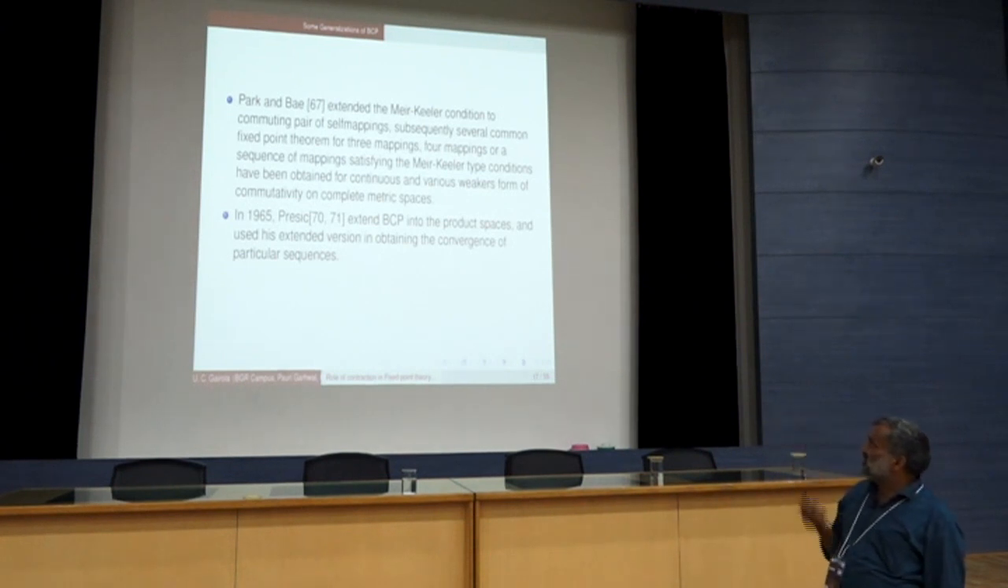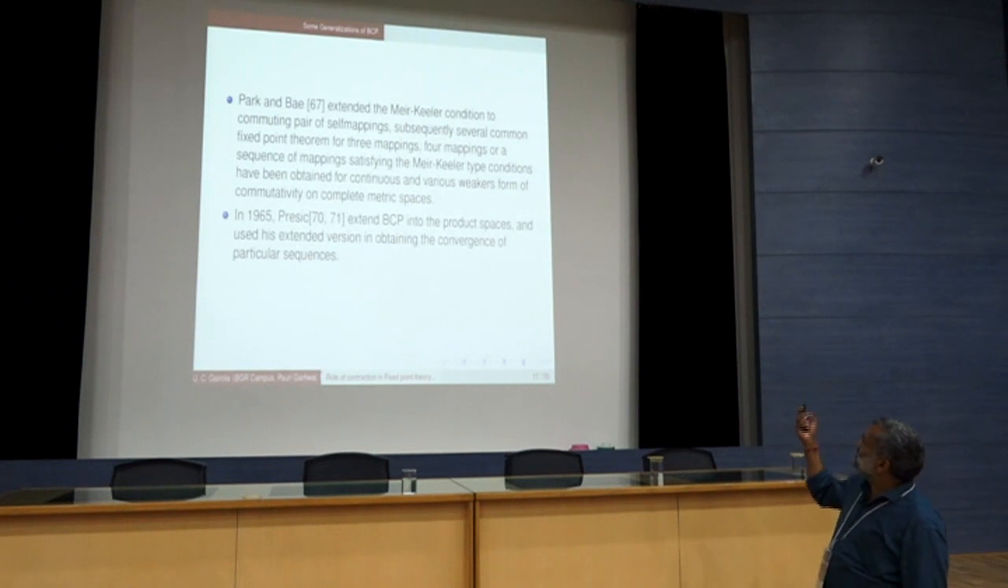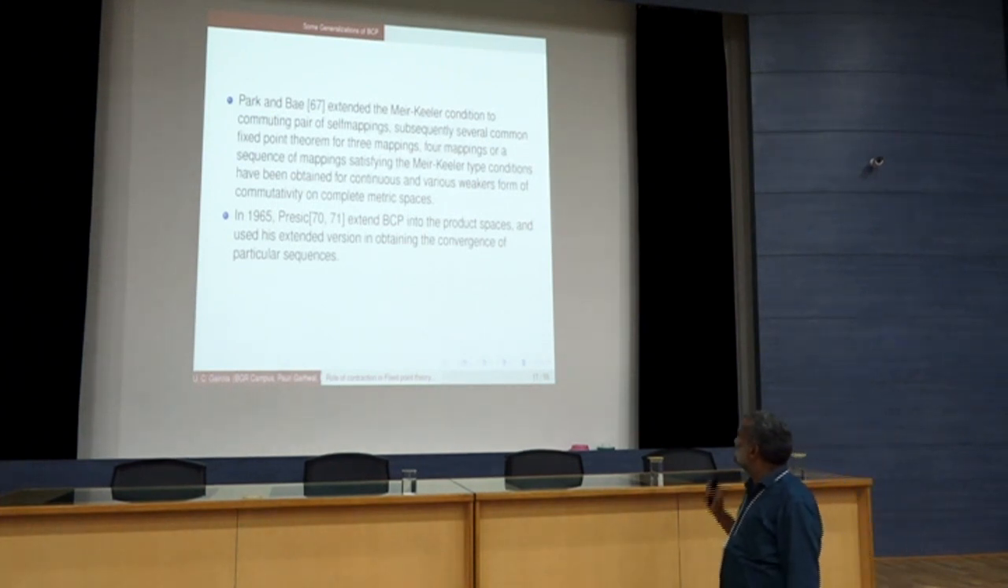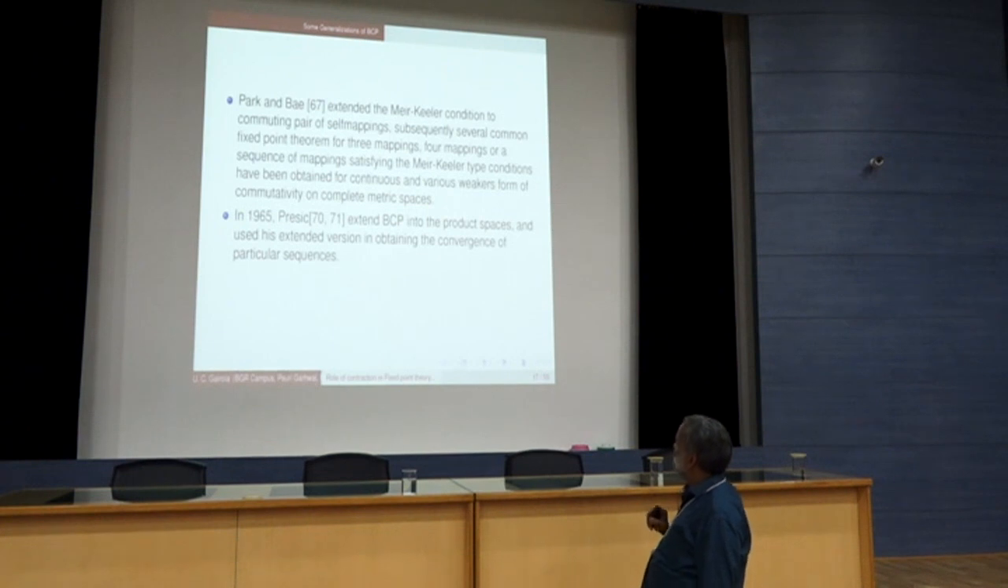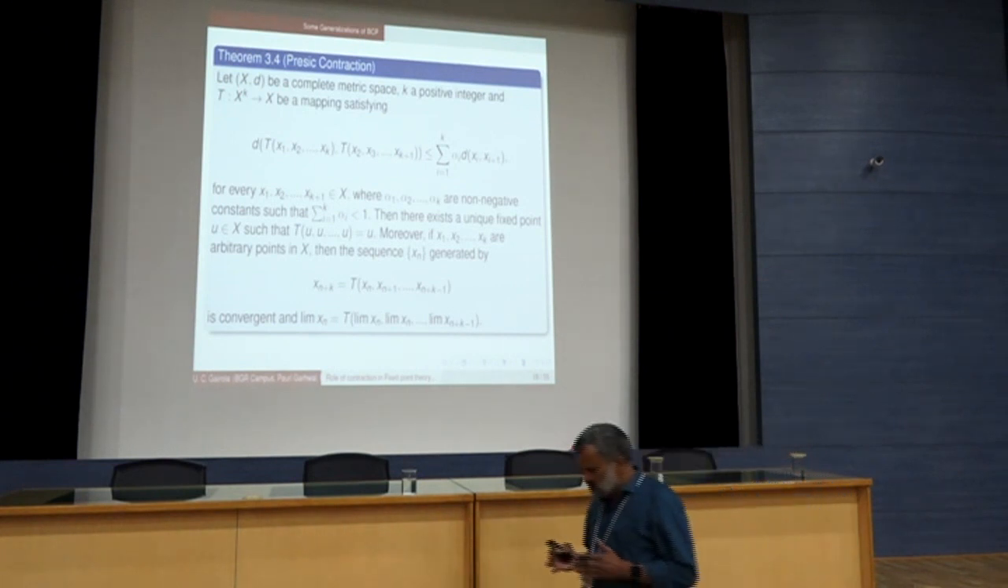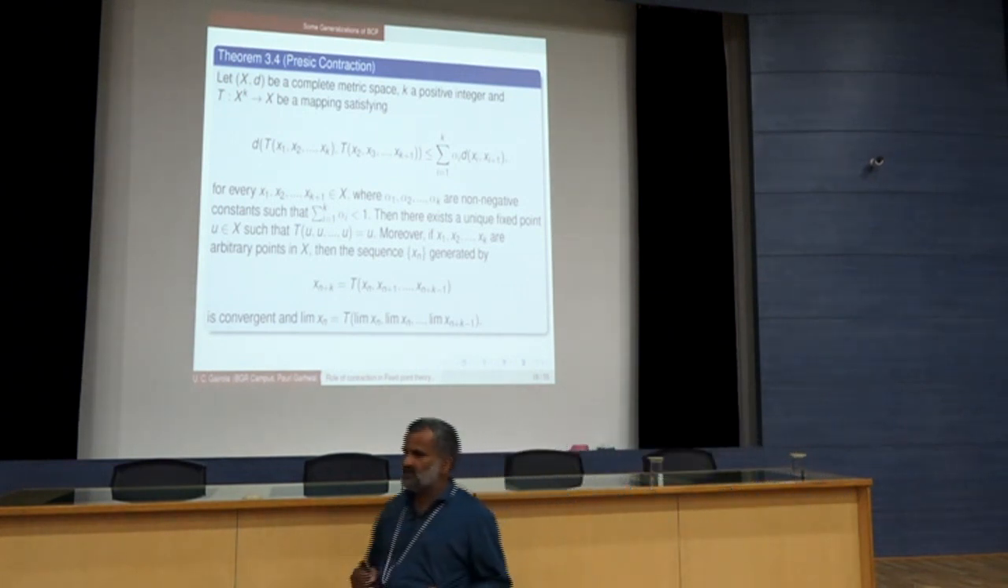After that, Park and Bae extended the Meir-Keeler conditions for commuting self-maps. Subsequently, several common fixed point theorems for 3 mappings, 4 mappings, or a sequence of mappings satisfying the Meir-Keeler type condition have been obtained with continuity and various weaker forms of commutativity. So what happened here? This is for a single space.